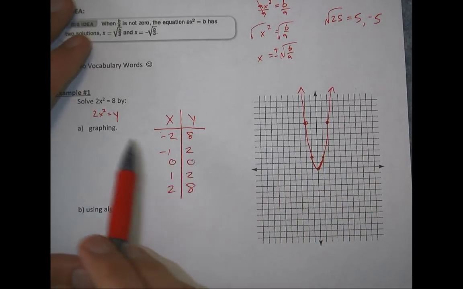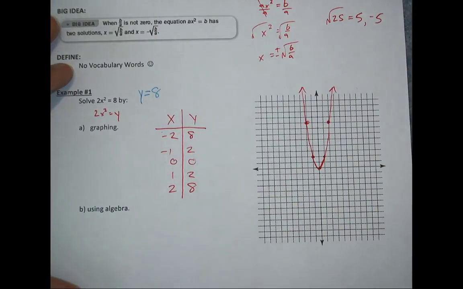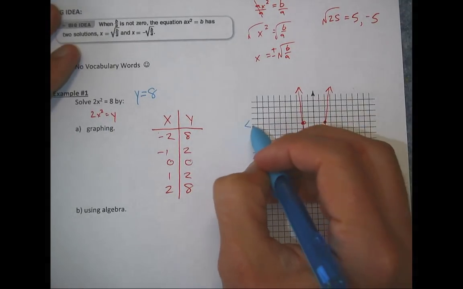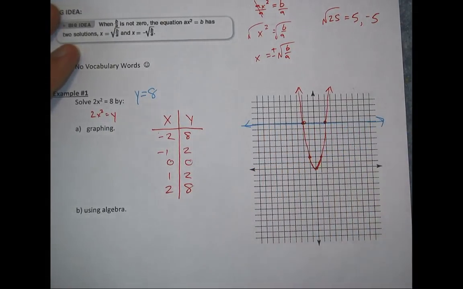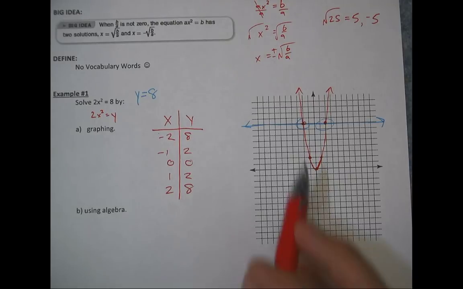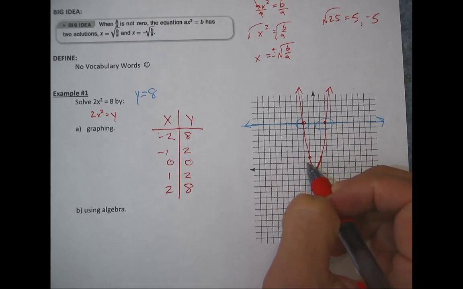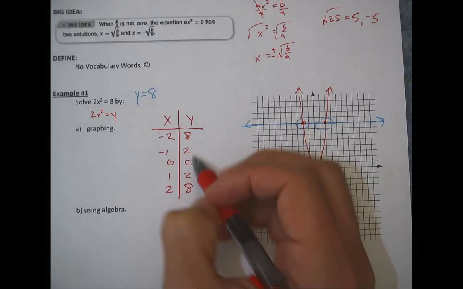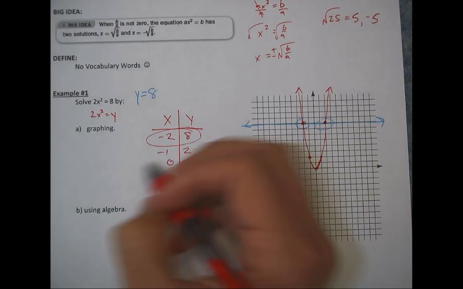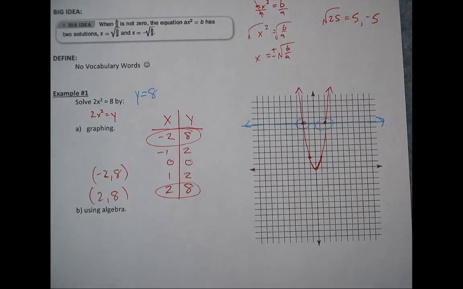Now, we want to know, when does this equal 8? And so you're going to look at y equals 8. When does the y become 8? And so if we drew the line y equals 8, that's going to show us our two solutions, this one and this one. So it's when x equals negative 2 and positive 2. You can see it right here and right here. So it's the point negative 2, 8, and it's the point 2, 8.